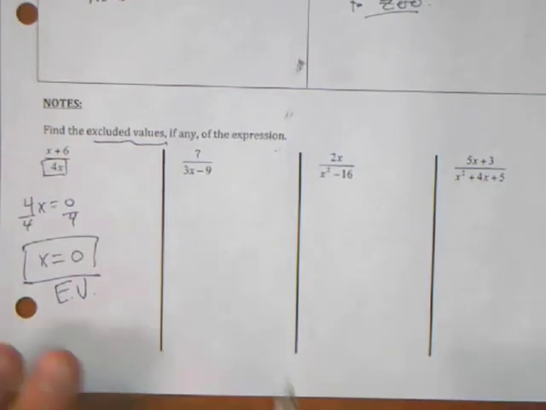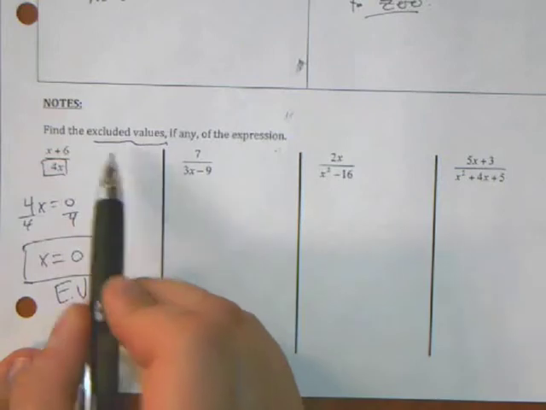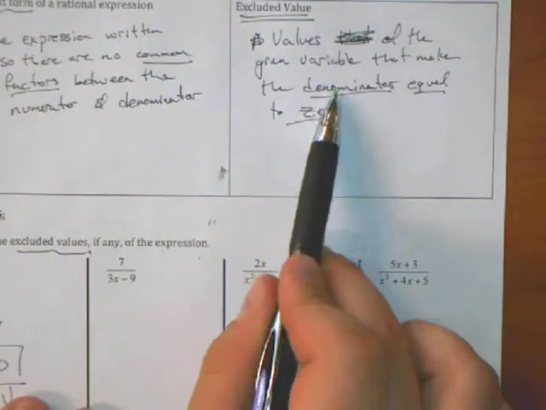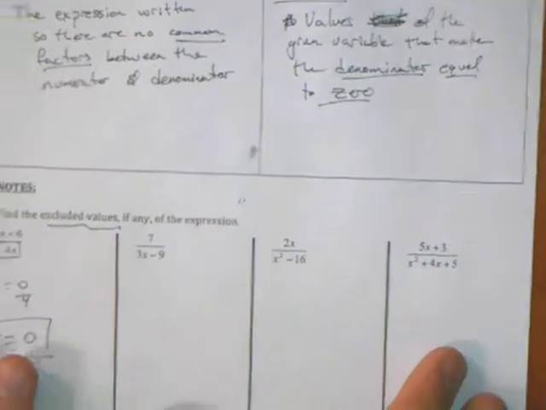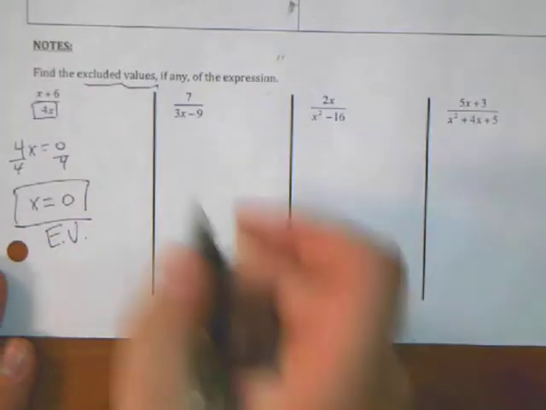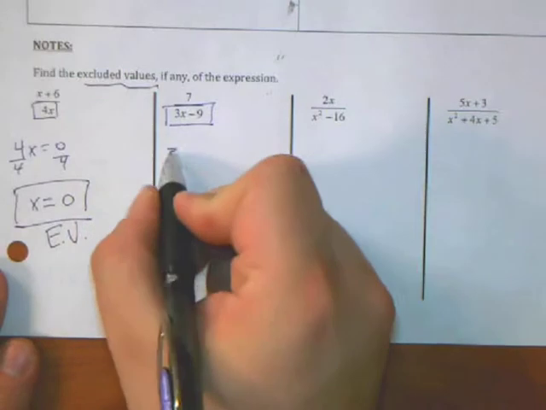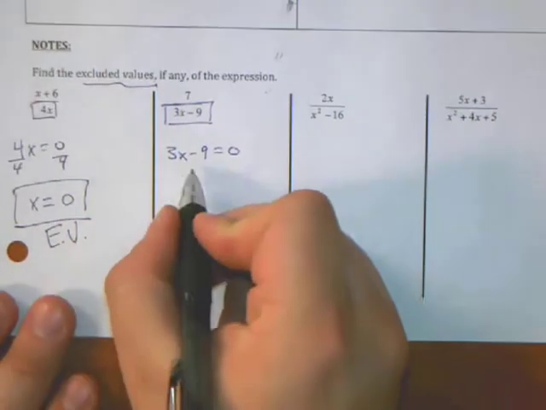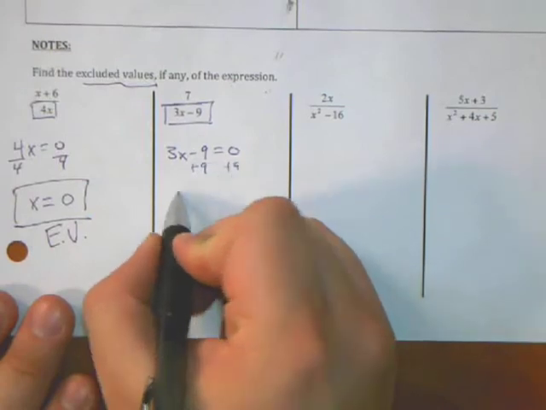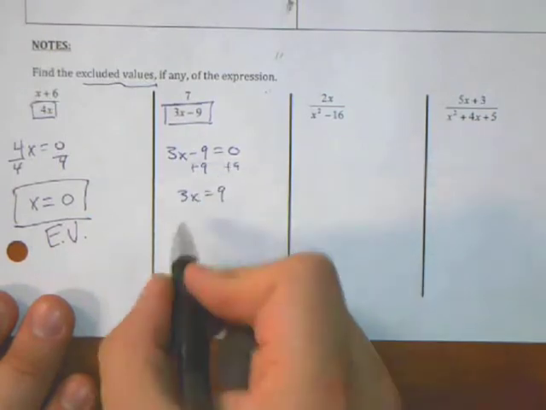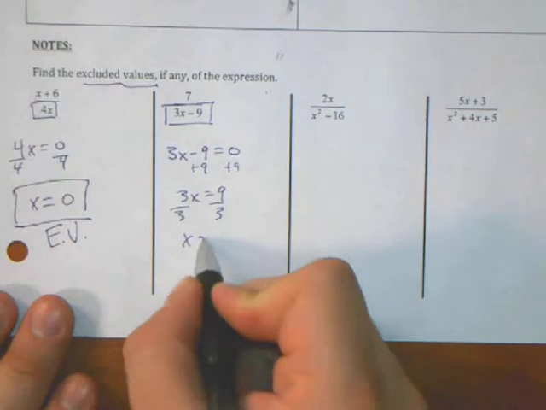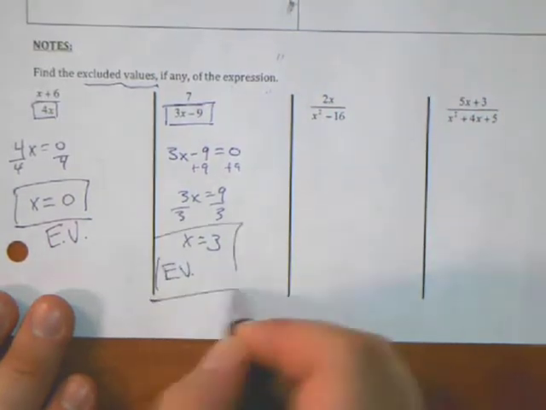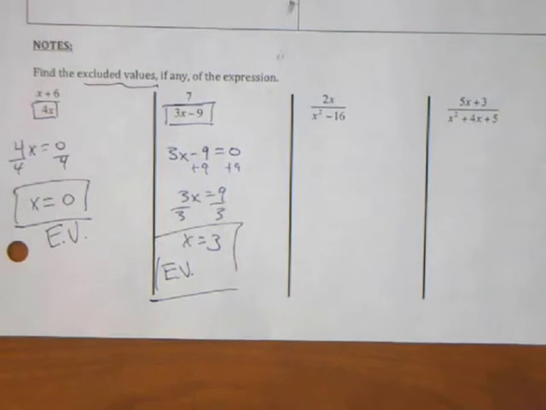Excluded values are values of our variable that make the denominator equal to 0. So when I want to find the excluded values of a rational expression, I look at the denominator and ask, what makes that denominator equal to 0? X equals 3. You can do that by just solving the little two-step equation here, or you can guess and check. The excluded value is 3.